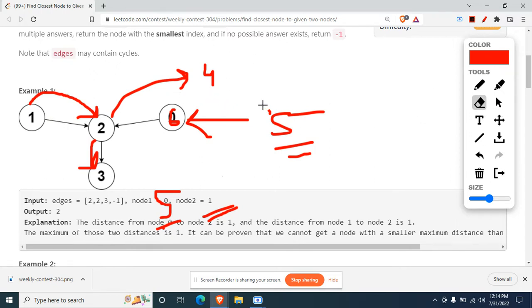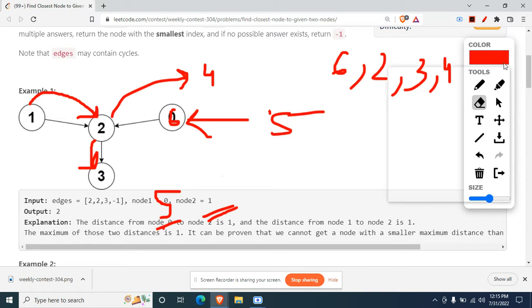So 5 will go here to 6. So 5 can visit 6. From 6 we will go to 2, so 2 will also be visited by 5. So we write 2 here. Now it can also visit 3, so we write 3. It can also visit 4. How? From this path, from 5 to 6, from 2 to 4, right? So these are the ones that were visited. So the nodes that could be visited by 5 are 6, 2, 3 and 4.